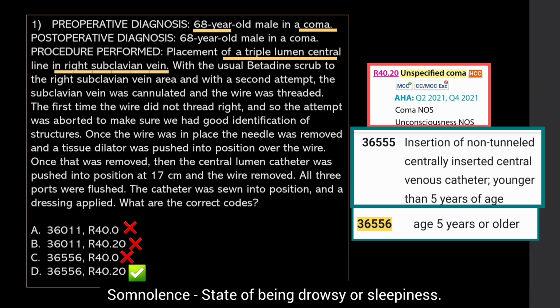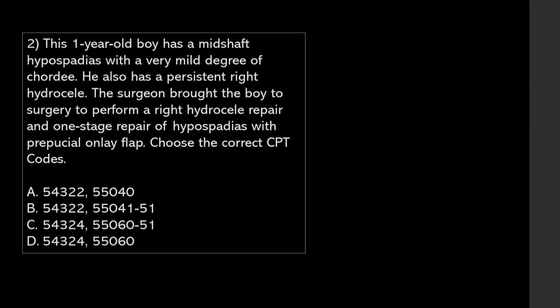Let us solve another question. This is the second question. We'll solve this question using elimination method. Let us check the first code from each option. In option A and B, the first code is 54322. In option C and D, the first code is 54324. Let us check these two codes.